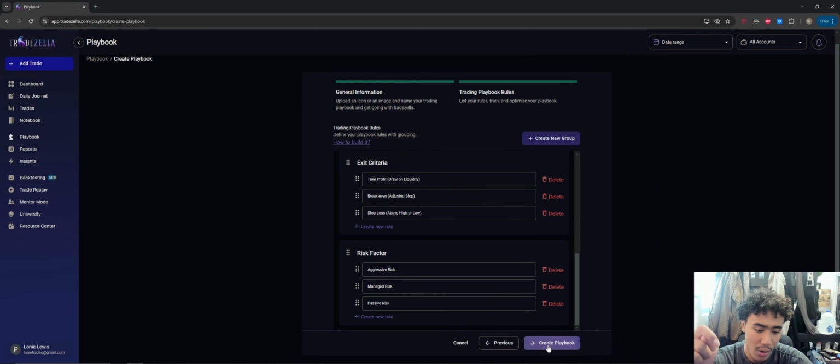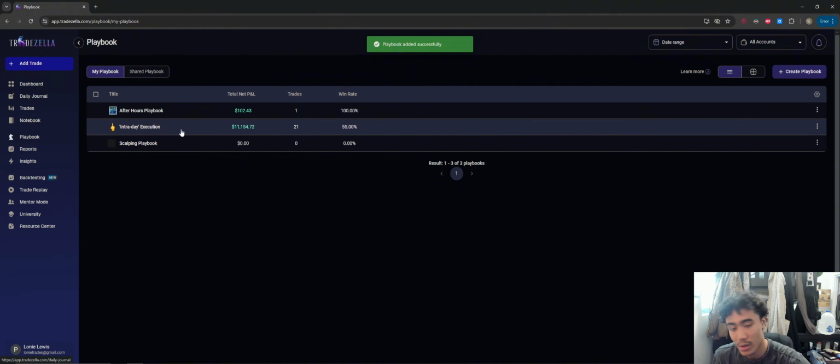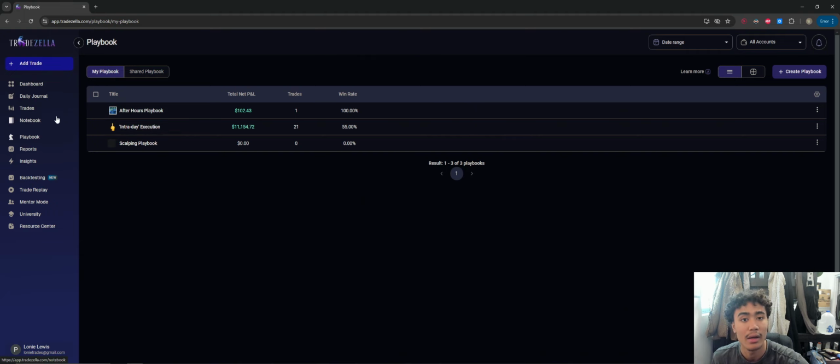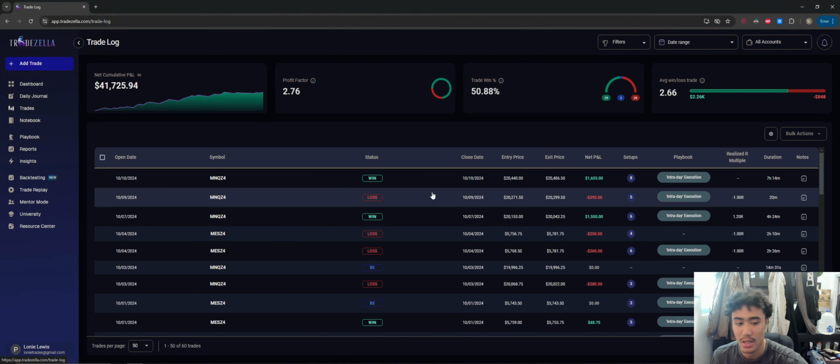And then there you go. That is our trading playbook. It really is as simple as that. You can go in and put any trades you would like into there, and now you have your own personal trading playbook. If we go on TradeZilla, I'll showcase to you guys how you can include this into anything.